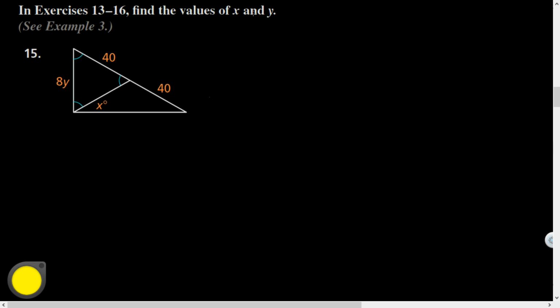So let's see. Find the values of x and y. See example 3. Oh, a little clue they gave us. All right, here's an equiangular triangle. I would then argue that these are congruent. It's also going to be equilateral. Based on that, I believe I can make the equation 8y is equal to 40. All right. Divide both sides by 8.